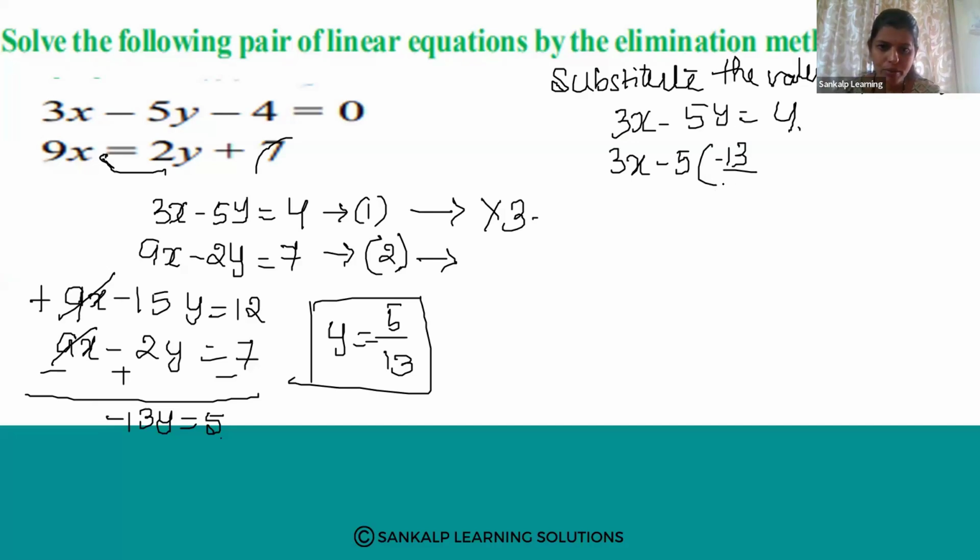5 divided by 13. This is 13, right? 12 minus 7. 12 minus 7 is 5. Okay, let's try. 13 comes. How does this come?